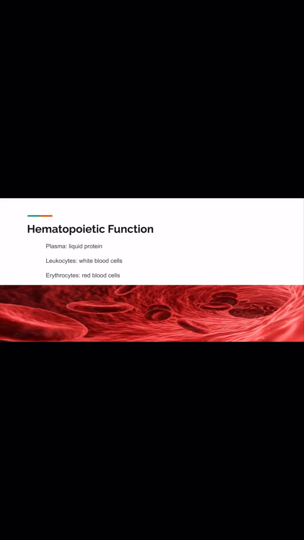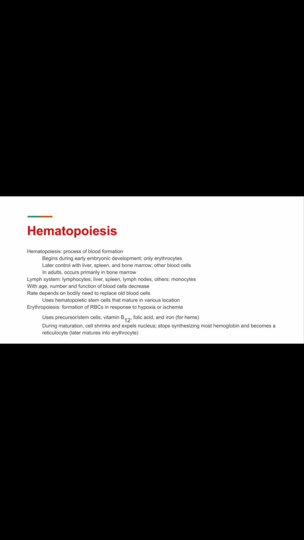The hematopoietic function contains plasma, which is the liquid protein, leukocytes, which are the white blood cells, and erythrocytes, which are the red blood cells. Hematopoiesis is the process of blood formation. This begins during early embryonic development and only typically in red blood cells. Later, it's controlled with the spleen, the liver, and the bone marrow. In adults, you typically see this in the bone marrow.